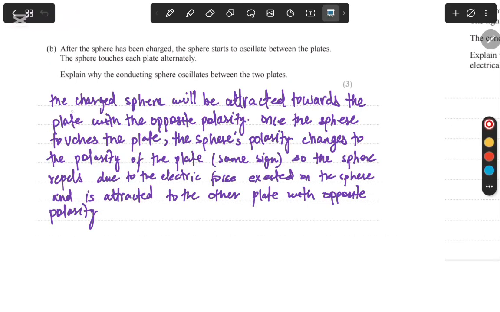So the answer to this question will be: the charged sphere will be attracted towards the plate with the opposite polarity. Once the sphere touches the plate, the sphere's polarity changes to the polarity of the plate. So they're going to have the same sign. So the sphere repels due to the electric force exerted on the sphere, and it is attracted to the other plate with the opposite polarity. And so it just moves alternately between the plates. So that's going to be your 3-mark answer. There are other ways you can write this as well. You can check the mark scheme for that, which is going to be at the end of the video.